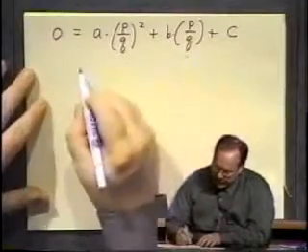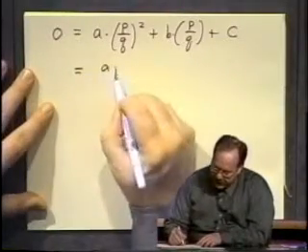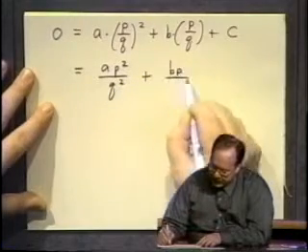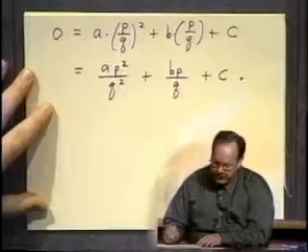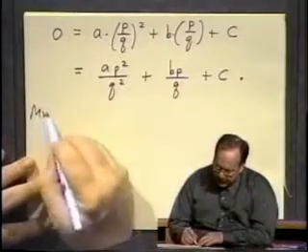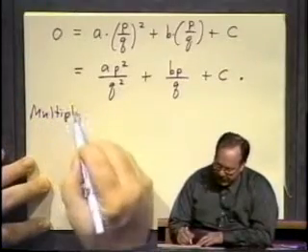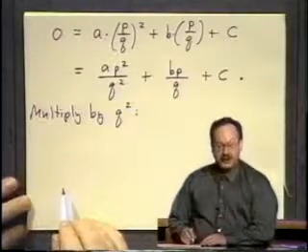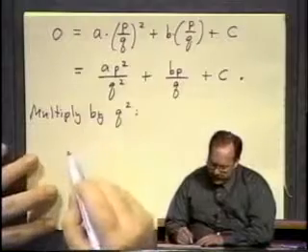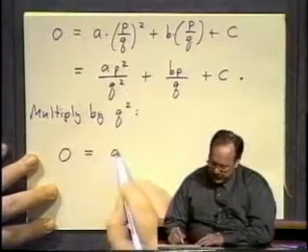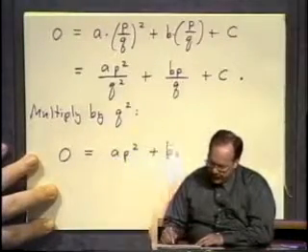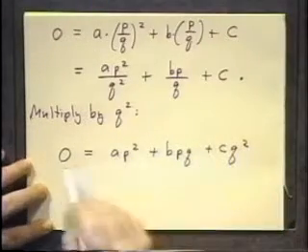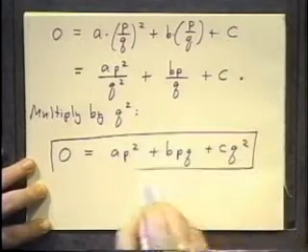Well, let me multiply this out. What I have then is a p squared over q squared plus bp over q plus c. Now let me do a little bit of algebra here. Let me multiply through the entire expression by q squared, which is the largest common denominator. And I then get 0 is equal to a p squared plus bpq plus c q squared.